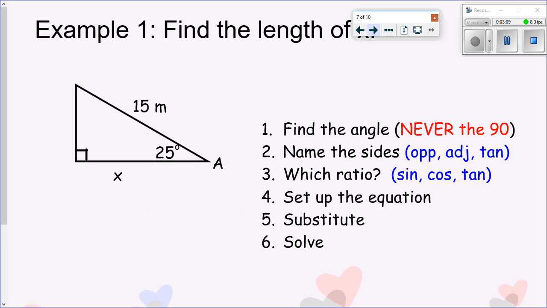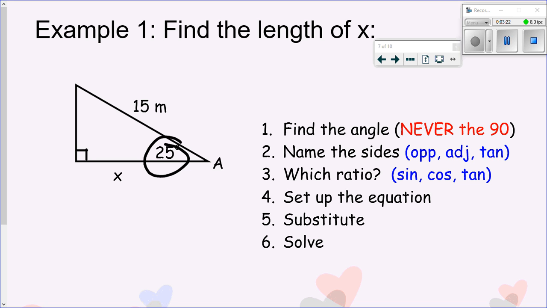All right, so here's an example. Let's find the length of x. We're going to start by finding an angle, and in this case, 25 degrees. That's simple enough. Then we have to name the sides. The reason that we have to find the angle to begin with is we have to use it to name the sides. Since this is beside the angle, it's the adjacent. And this is across from the 90 degrees, so it's the hypotenuse.